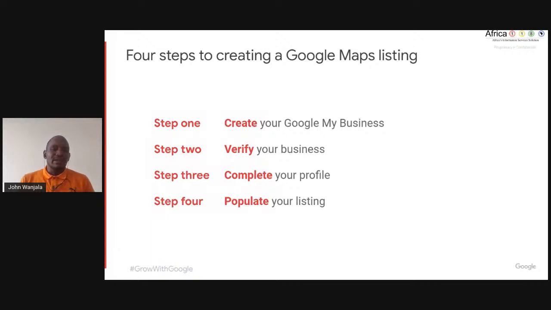And then step 3 will be to now complete your listing. Once it is verified, that is now the business being accessible online. That means it is live on Google Maps and on Google Search. And then lastly, that will be populate your listing. Populating your listing means you try and feed in as much information as possible.